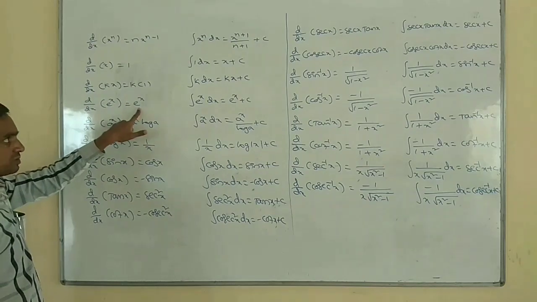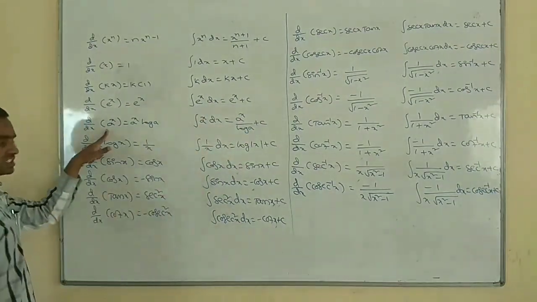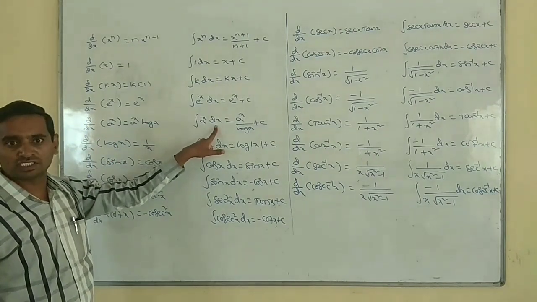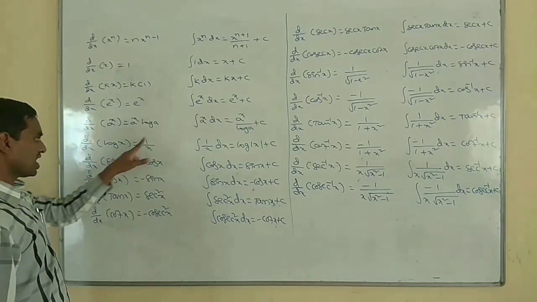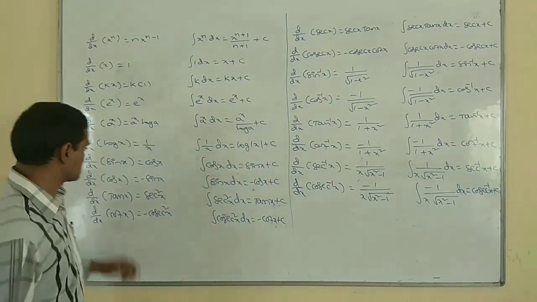Differentiation of e power x is e power x; integration of e power x dx is e power x plus c. Differentiation of a power x is a power x into log a. Integration of a power x dx is a power x by log a plus c. Differentiation of log x is 1 by x. Integration of 1 by x dx is log modulus of x plus c.